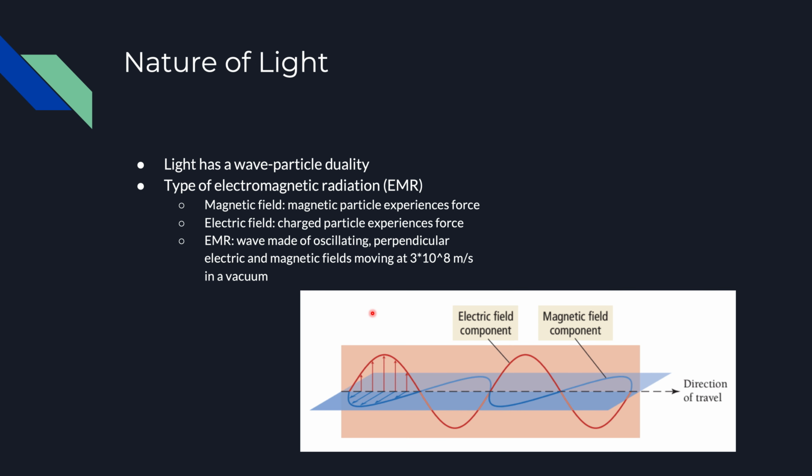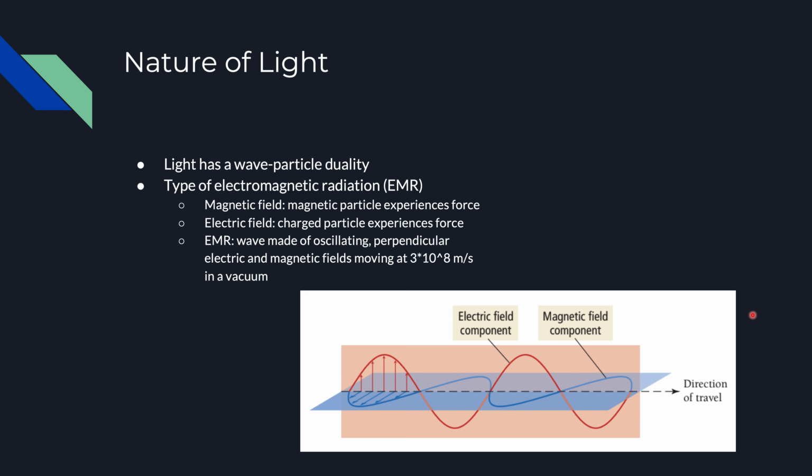And so let's talk about the nature of light. Light has a wave-particle duality and is a type of electromagnetic radiation, or EMR. This electromagnetic radiation is made up of a magnetic field, which is a magnetic particle that experiences force, or an electrical field, which is a charged particle which experiences force. An electromagnetic radiation is a wave made up of oscillating, perpendicular, electric and magnetic fields moving at the speed of light, or 3.00 times 10 to the 8th meters per second in a vacuum.